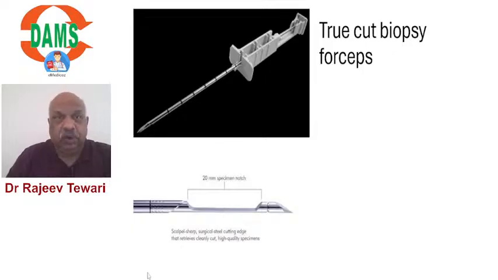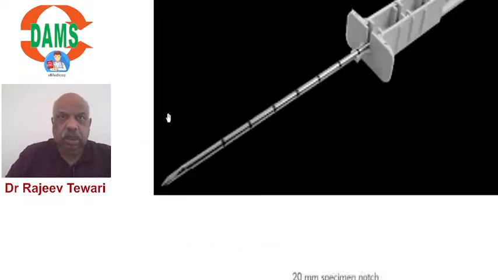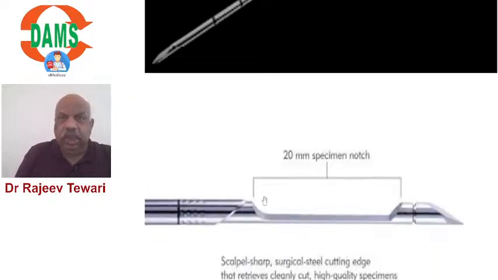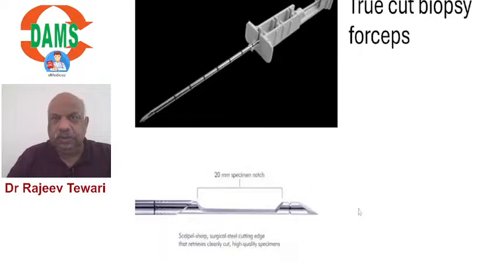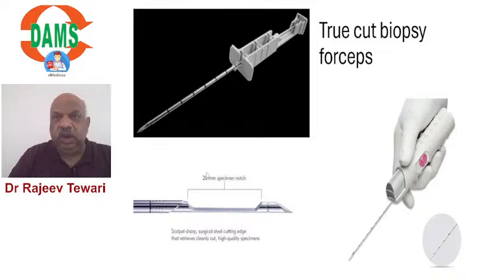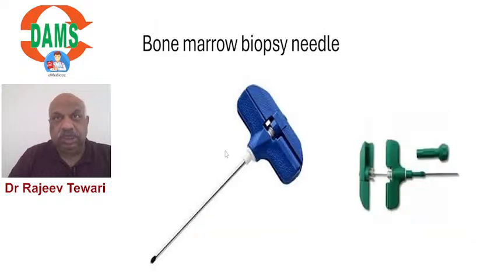True cut biopsy forceps. The edge is sharp and it goes in and it will take a specimen here. No, subclavian is best. Most commonly used is internal jugular vein. This is spring-loaded true cut biopsy. Both are true cut biopsy. This is a bone marrow biopsy needle. This is also they have asked.